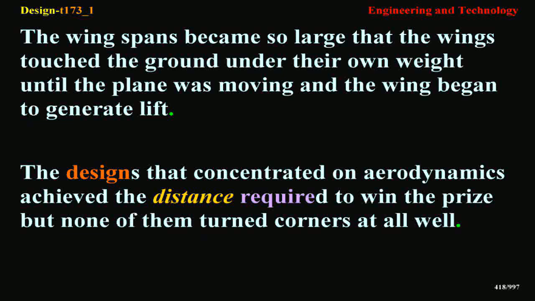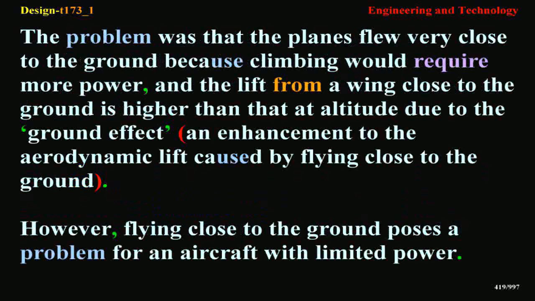The designs that concentrated on aerodynamics achieved the distance required to win the prize, but none of them turned corners at all well. The problem was that the planes flew very close to the ground because climbing would require more power, and the lift from a wing close to the ground is higher than that at altitude due to the ground effect, an enhancement to the aerodynamic lift caused by flying close to the ground. However, flying close to the ground poses a problem for an aircraft with limited power.